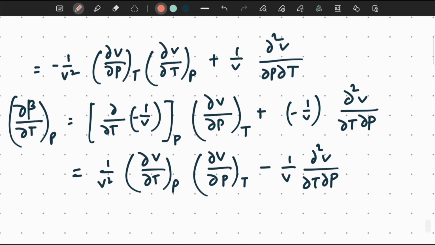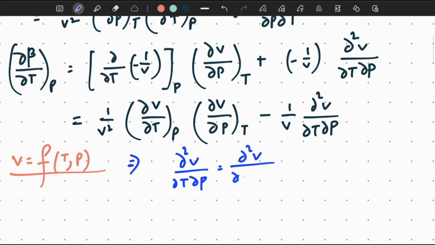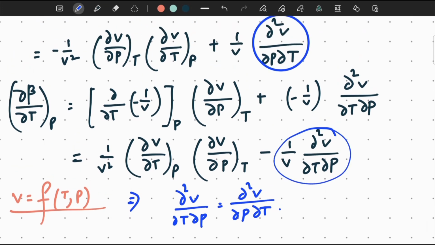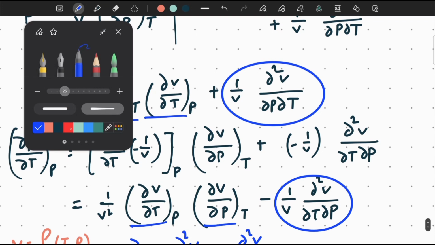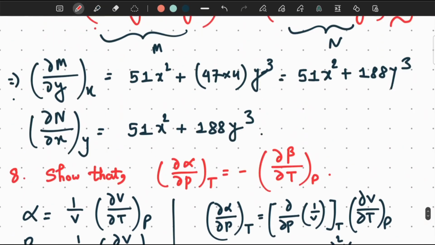And we know that v is always an exact differential of a function of p and t, and it's a state function. So dv will be an exact differential. So as dv is an exact differential, you can write d2v del t del p equals d2v del p del t. That is important here, because it is an exact differential. This term and this term are the same. And del v del p t, del v del t p, 1 by v square is there, so it is evident. If you compare to the equation here, clearly it can be written that del alpha del p t equals minus of del beta del t p, because here is a minus, here is plus. Okay, so it is clear. So it was our question number 8.